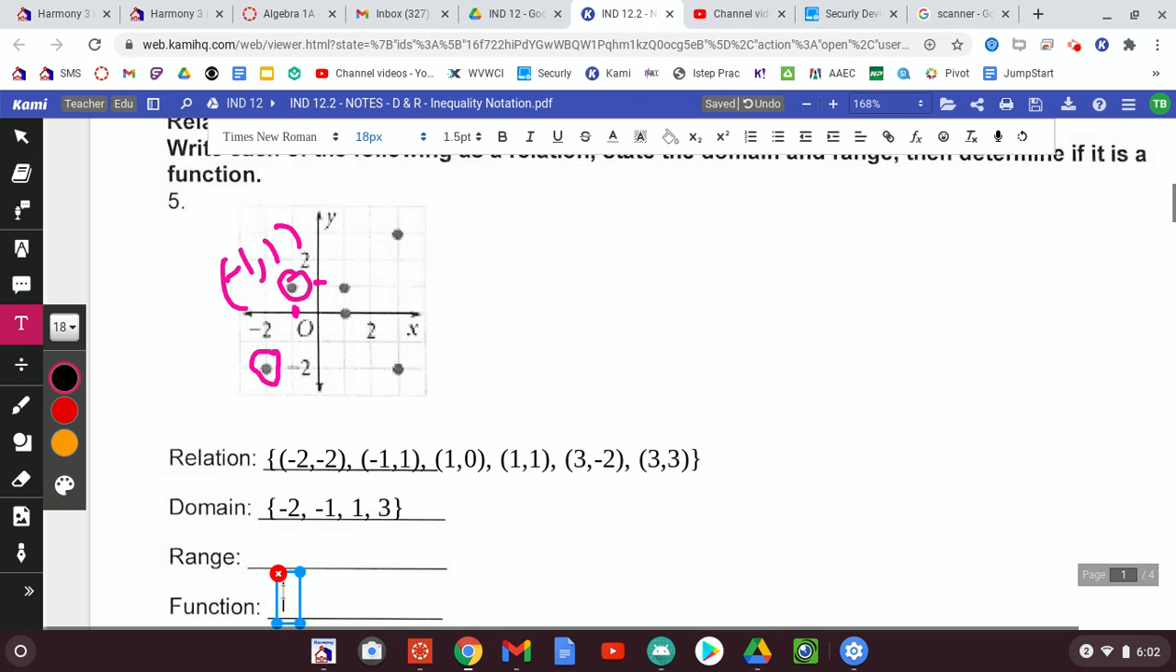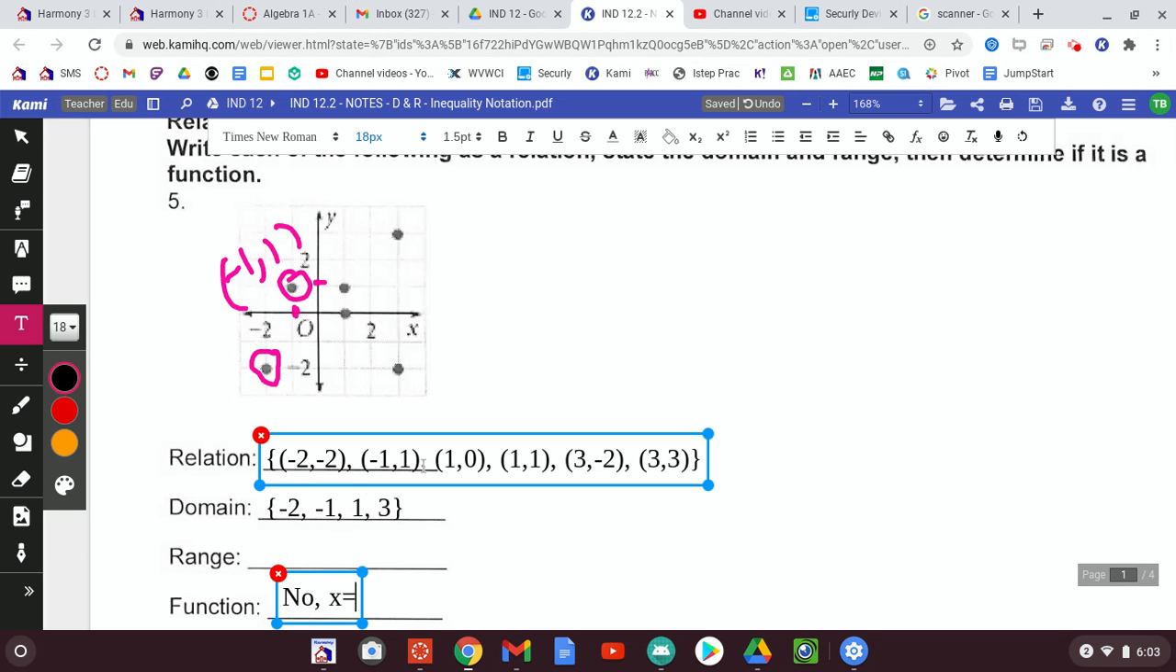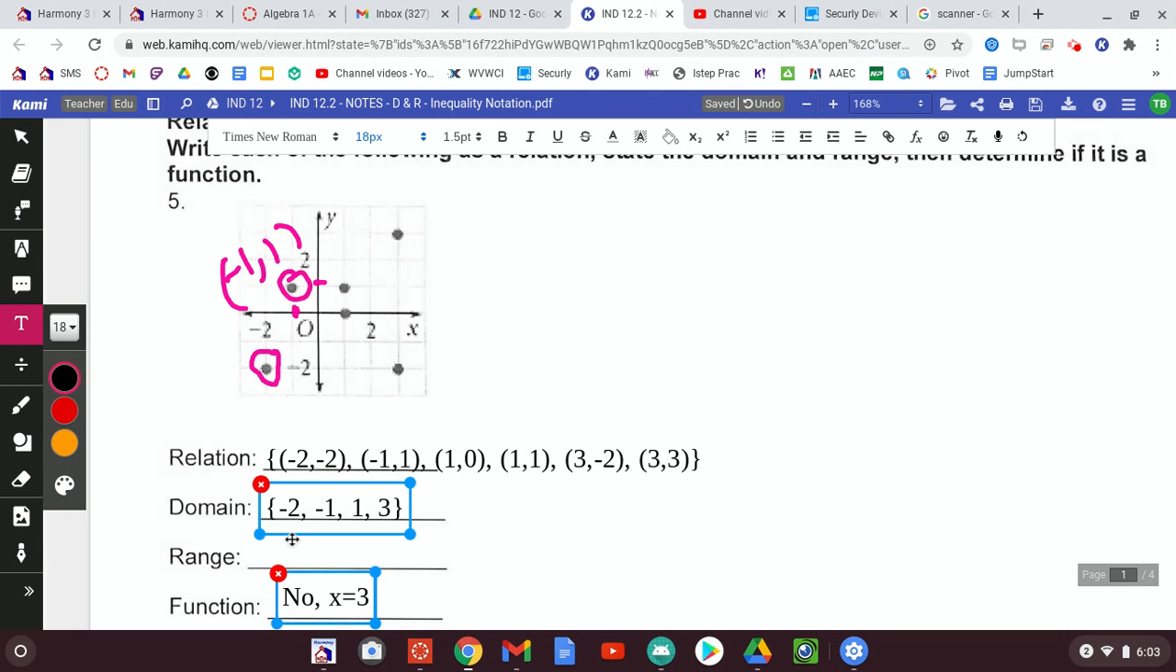Now I can already tell because I had repeating x's, so I'm just going to go ahead and fill this out. No, it is not a function because of, well, you can pick. It doesn't matter. It can either be because of the ones, right? You're repeating ones, or you're repeating threes. It doesn't matter which one you pick.